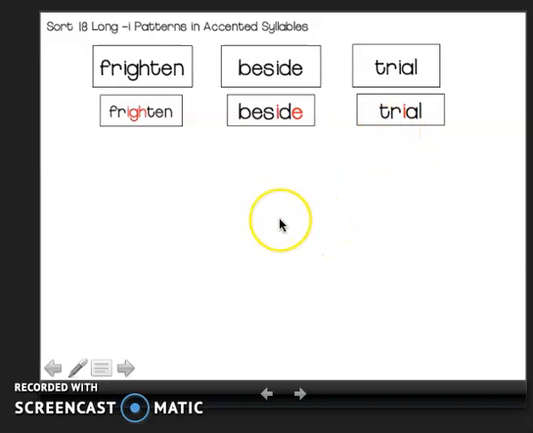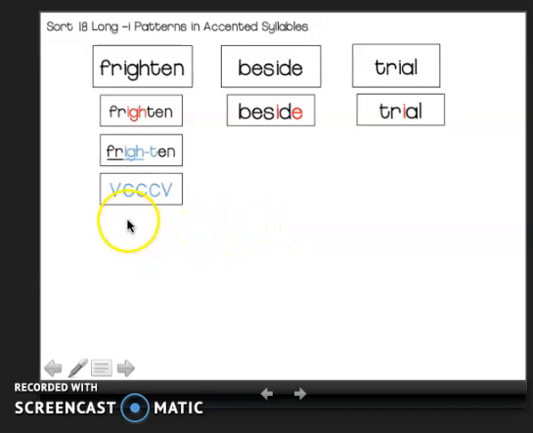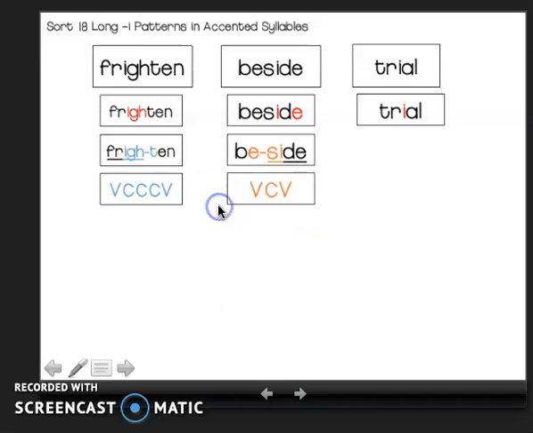Let's talk about how these syllable patterns work. In our word frighten, we have a vowel, consonant, consonant, consonant, vowel pattern. We already know our IGH is working together to say I, so we divide between that IGH and then our T. So frighten. You hear that syllable being accented? Frighten.